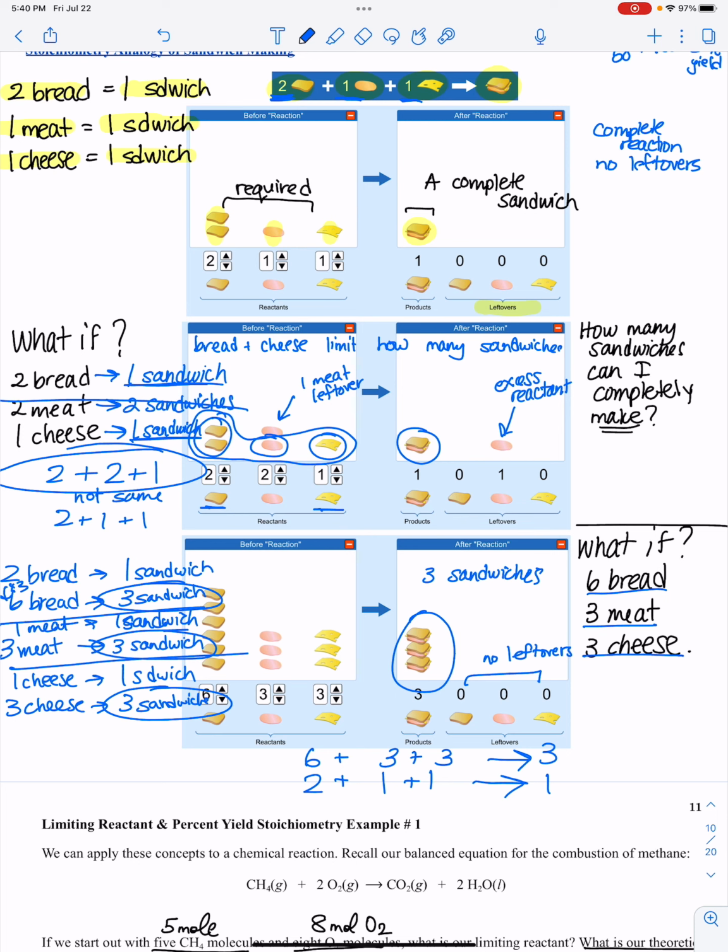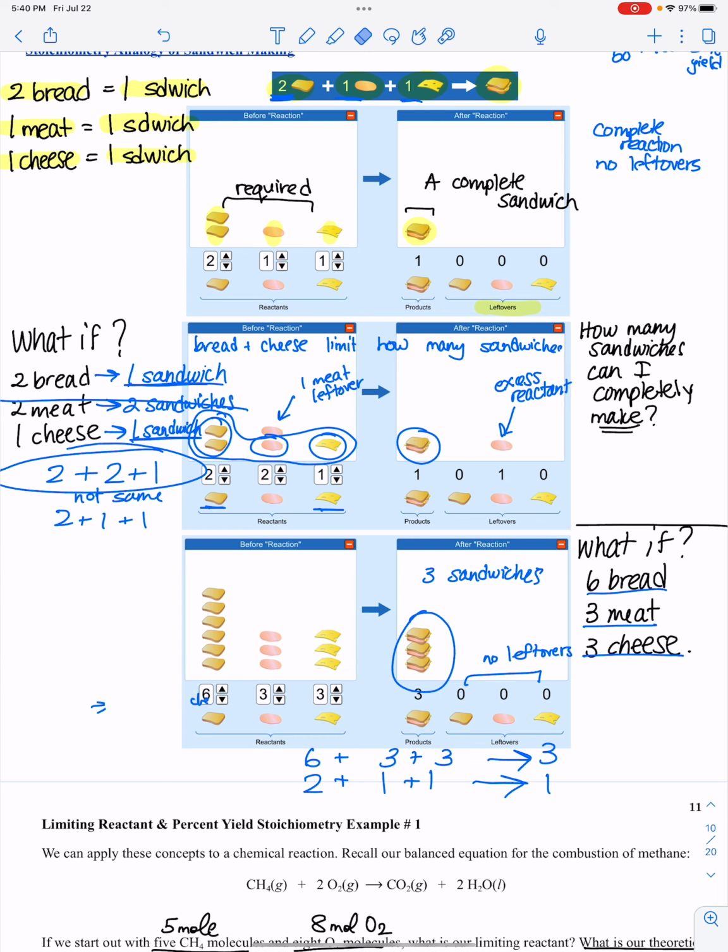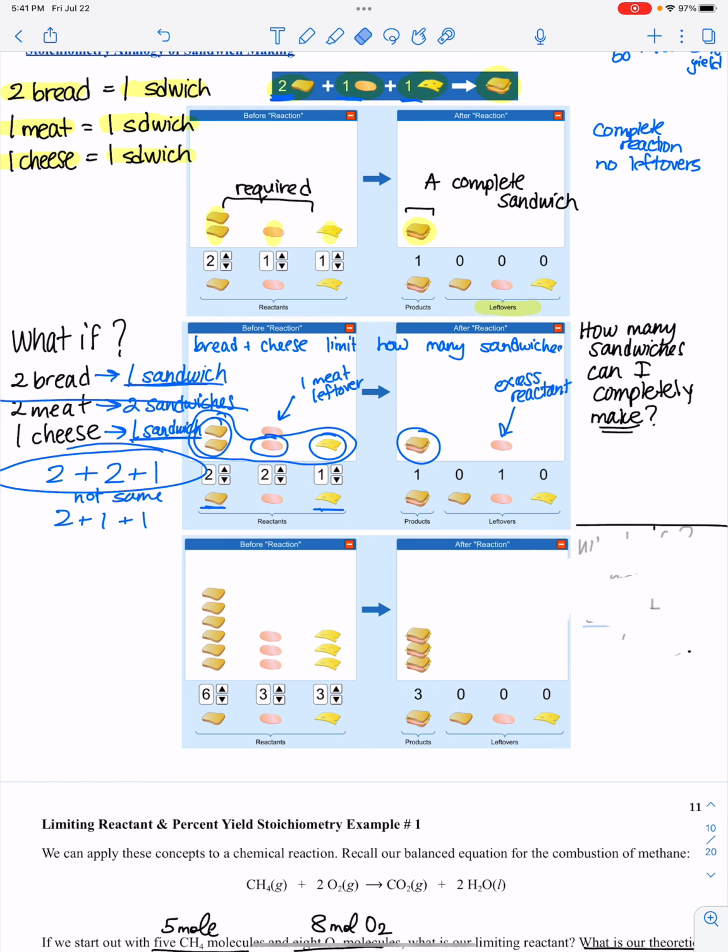I'm going to kind of erase this, and I just want you to kind of look here. You don't have to worry about copying what I'm doing right now, but what if instead I only had 1 piece of cheese? So you could just listen to this. What if I just had 1 piece of cheese? How many sandwiches can I make?